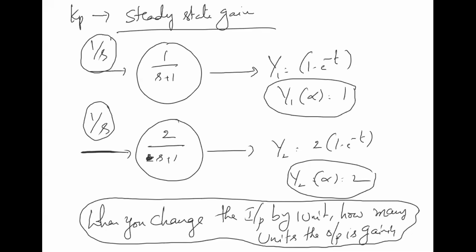So steady state gain here is 2, here it is 1. That is why the system is gaining 2 units here, whereas the system is gaining only 1 unit here.